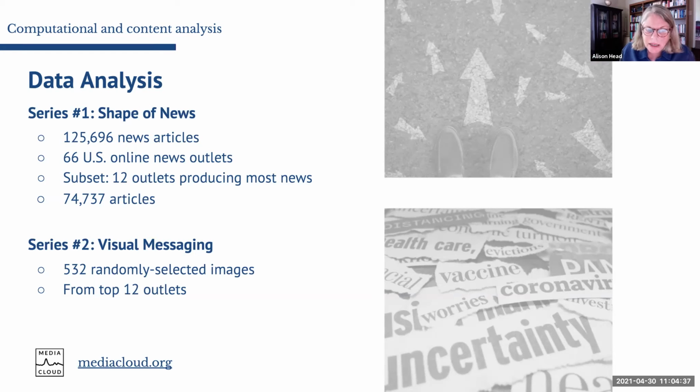Then secondly, in the second report, we talk about visual messaging. And from those 12, that subset, from those 12 news outlets, again, remember static. I'm not talking about Rachel Maddow here. I'm talking about a web presence. We chose 532 randomly selected images, and Margie and Elena coded those images from those 12 outlets. We were particularly interested in the emotional content.